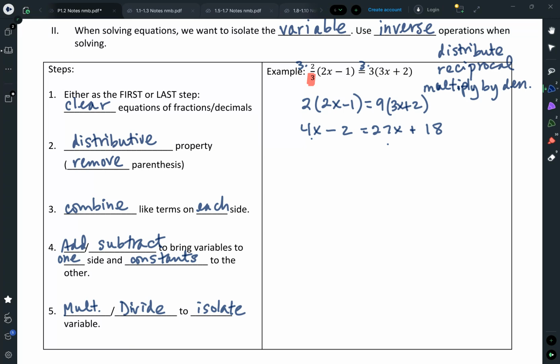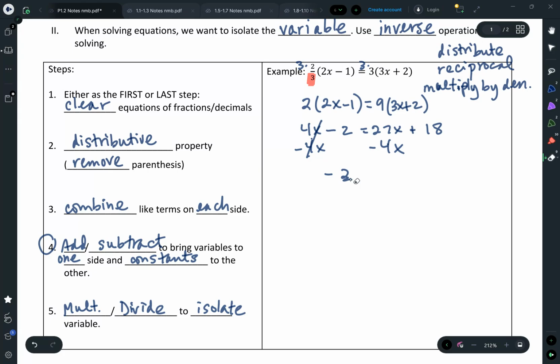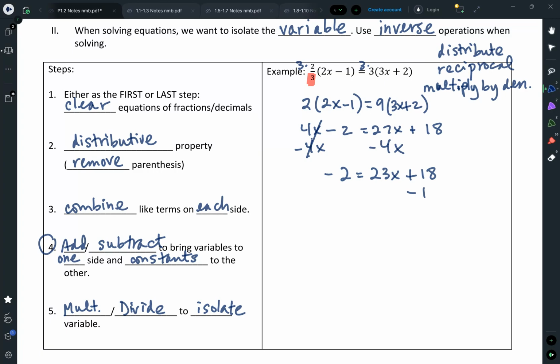Now I know I need to do step 4, where I'm adding and subtracting to get variables on one side. So minus 4x, minus 4x. I always want to move the smaller one, so I'm going to subtract it. That's my inverse operation. Negative 2. I don't like the way that looks, so let's fix it. Negative 2 is equal to 23x plus 18. Minus 18 on both sides. Negative 2 minus 18 is negative 20.